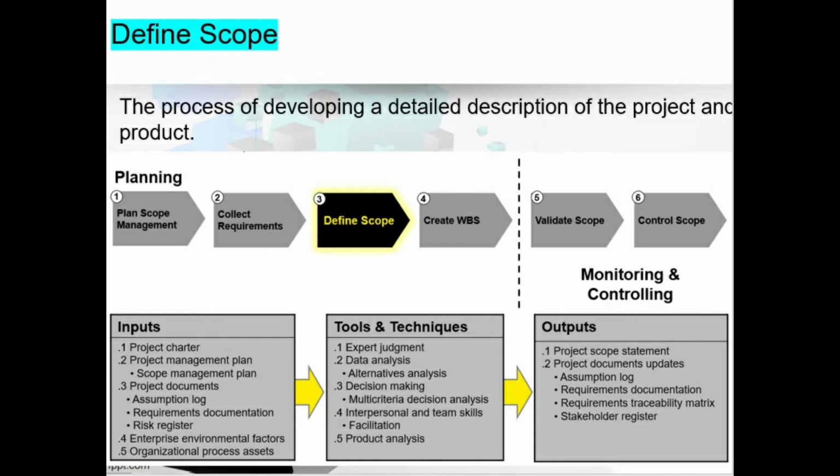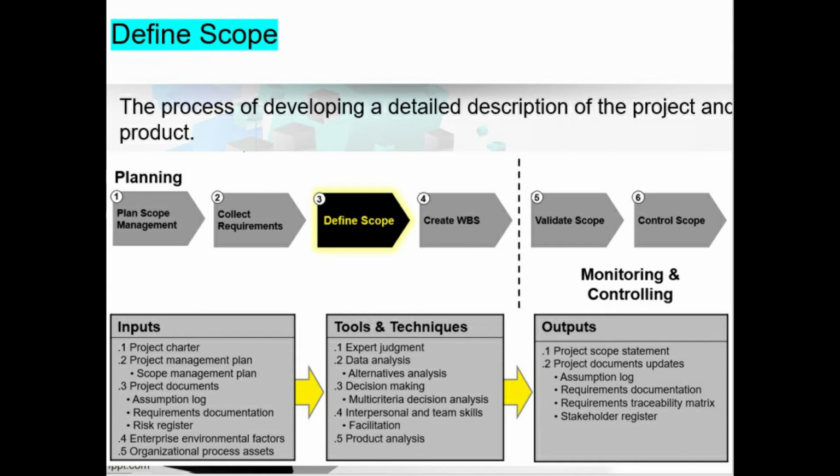Let's discuss the inputs, tools and techniques, and outputs. Inputs: the project charter, the project management plan, which includes the scope management plan, the project documents, which include the assumption log, requirements documentation and risk register, and we have EEFs and OPAs, that is enterprise environmental factors and organizational process assets. Moving to the tools and techniques, we have expert judgment, data analysis, which includes alternative analysis, decision making, that is multi-criteria decision analysis, interpersonal and team skills, that is facilitation, and we have product analysis.